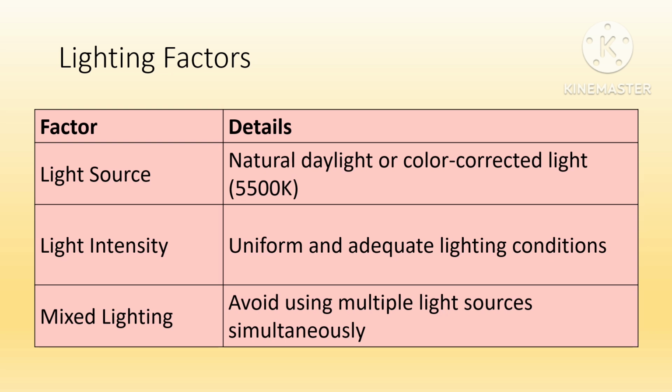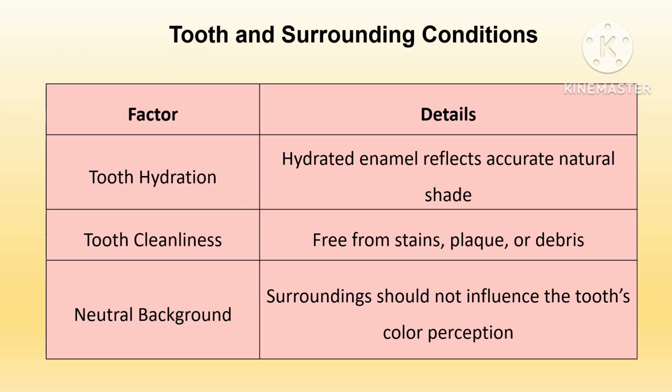First, the table highlights the importance of proper lighting during the shade selection. Always aim for natural daylight or use a color corrected light source around 5500 Kelvin. However, artificial lights can alter the perceived shade, so avoid this and position yourself near a window or use a daylight simulator. Also ensure the light source is uniform and evenly distributed over the tooth and shade guide to prevent mismatched areas. Avoid mixing lighting as it can create visual confusion.